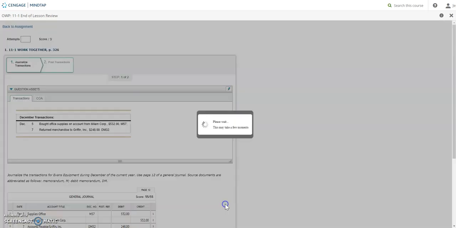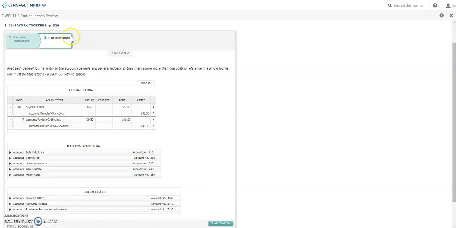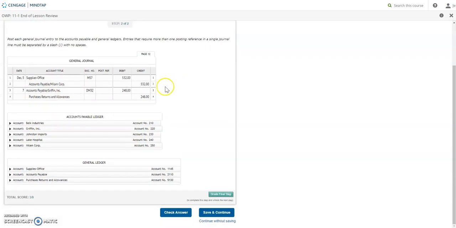I'm going to grade step 1. Next step. Step number 2 says we're going to post each general journal entry to the accounts payable and general ledgers. Entries that require more than one posting reference in a single journal line must be separated by a / with no spaces. Normally I would just start on that first line, but they actually don't tell us this in the directions, but we really should start with posting to our accounts payable ledger first.